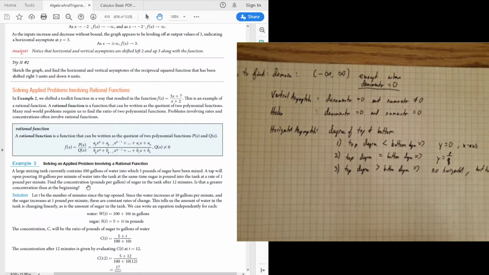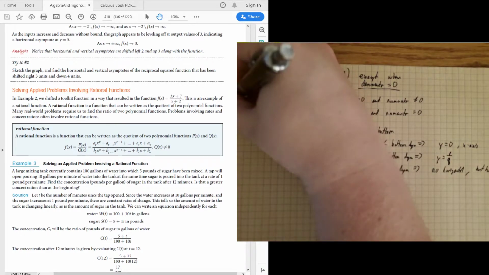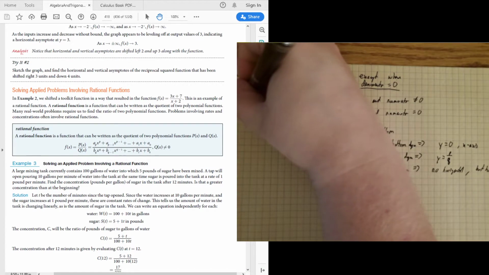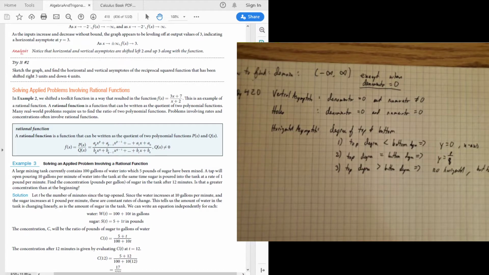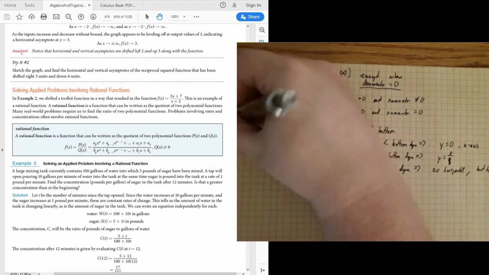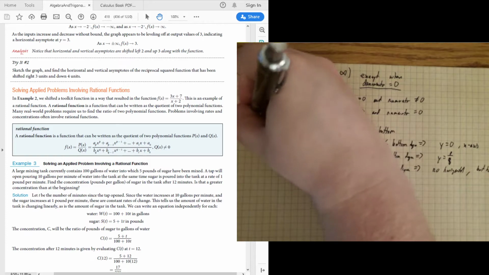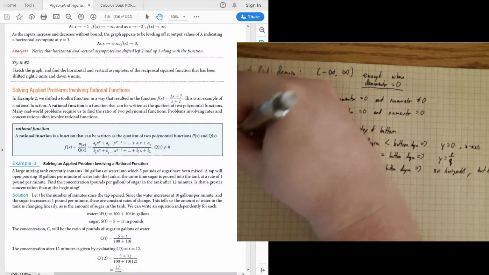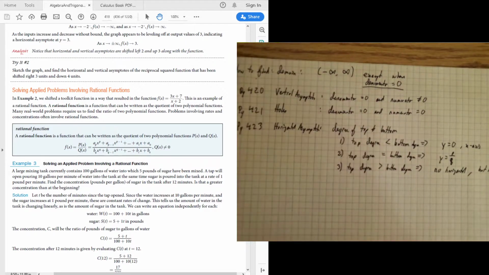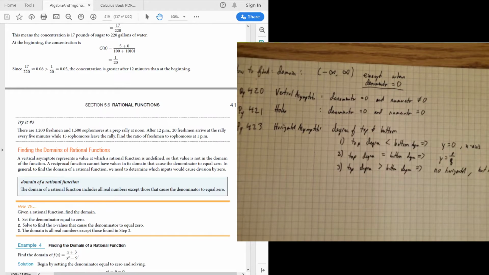Okay, let's point these out in the text. Vertical asymptote. This is on page 420. The holes for the removable discontinuity. These are on page 421. The horizontal asymptote. These are on page 423. They're in the middle of your text. If you just look for those captions of vertical asymptote, horizontal asymptote, removable discontinuity, they're all in there. Okay.